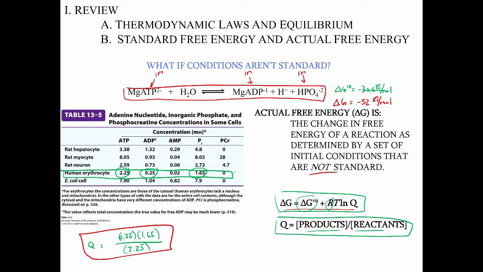So, in the human erythrocyte, because ATP concentrations are so much higher than the products, there's a much greater driving force to reach equilibrium than there would be under standard conditions. Because under standard conditions, ATP is in equal concentration to the products. So that's the difference between these two, and that's really our take-home message: the starting point, or your Q value, is going to determine your actual free energy change.